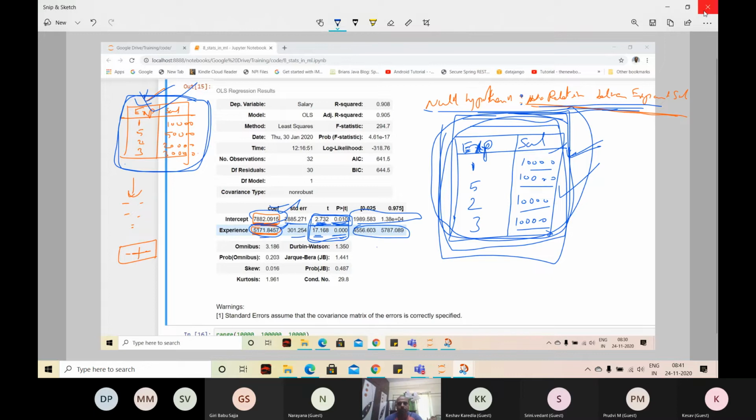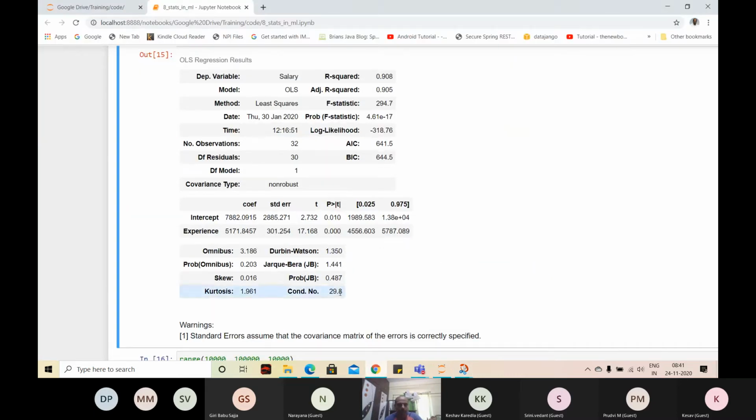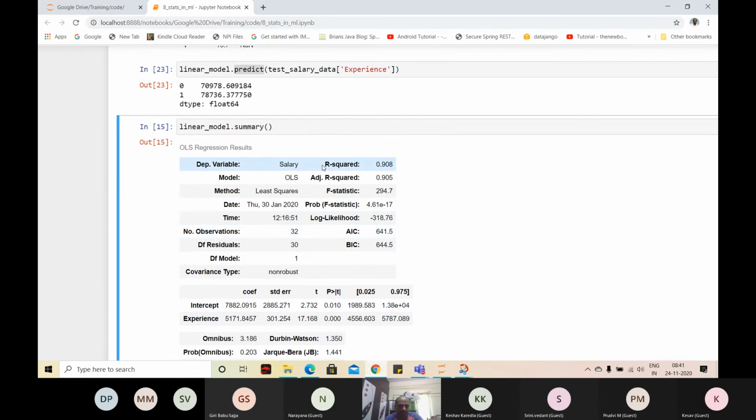Okay. So I think we are good. So let me move forward. You see here, the R square score is actually 0.908, and the adjusted R square score is 0.905. What these two numbers are saying is the model is working good. I'd say 90.8% accuracy, 90.5% accuracy. The model is working with 90.8% accuracy.